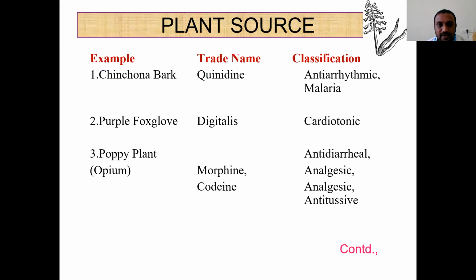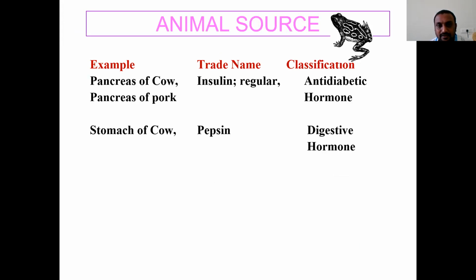Plant sources with their examples, trade names and classification. Cinchona bark, the trade name is quinidine, which we use in the treatment of arrhythmia as well as malaria. And purple foxglove, the trade name is digitalis, which we use as a cardiotonic. And the poppy plant gives morphine and codeine, which we use as antidiarrheal, analgesic as well as antitussive agents.